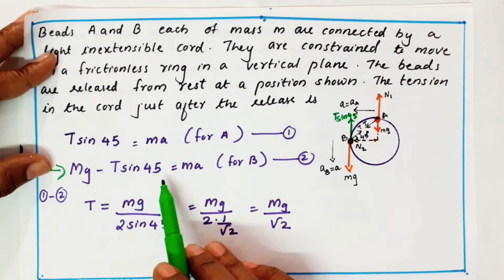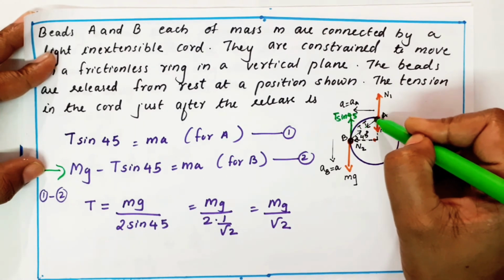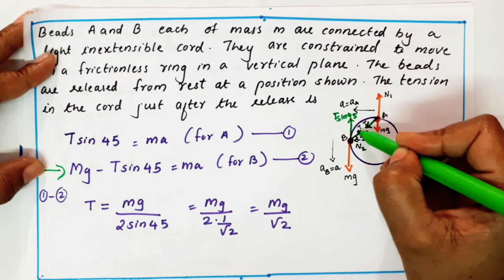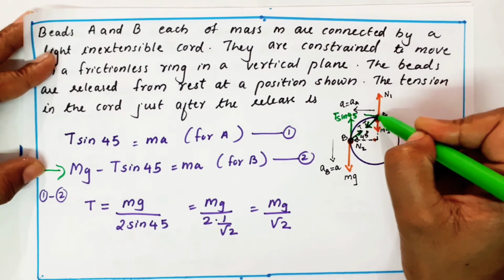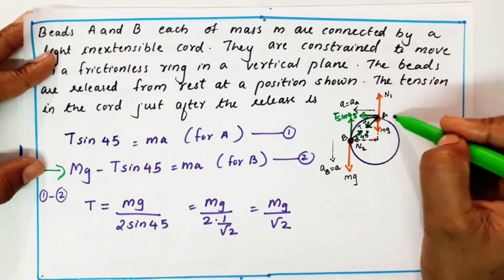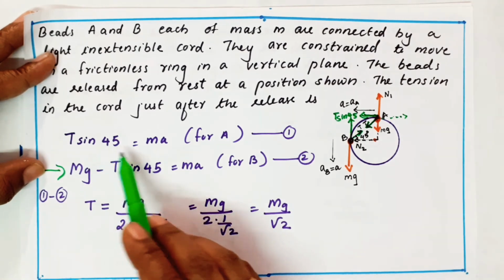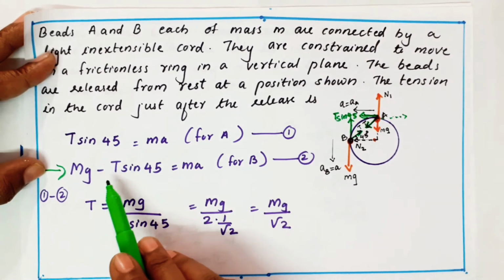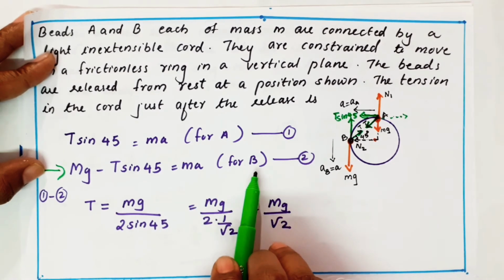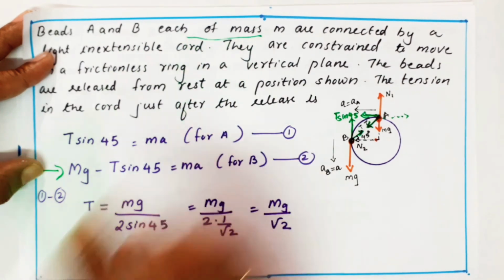Then these two equations. This is the first equation, T sin 45. How are we getting this one? This is the tension of this bead, and this is the tension of this bead. When we resolve this tension into two components, I am getting two things. Here I am taking a pseudo force which acts in the opposite direction. So I can write T sin 45 is ma, and mg minus T sin 45 is ma. This is for the first body, and this is for the second body. Both are ma because both have the same mass.